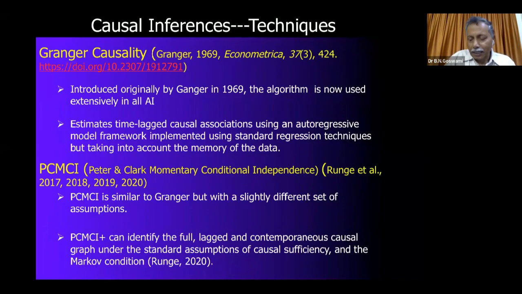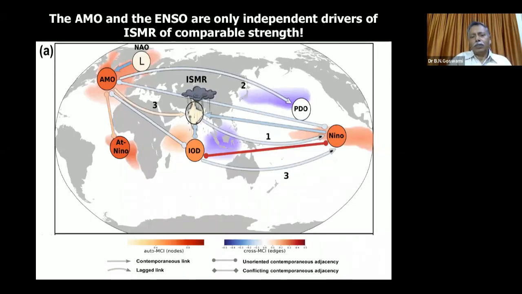Now, there are different ways of doing causal inference, such as Granger causality. I'm not going to go into details, since we are running out of time, but just highlight this and leave it at that. So we used two different types of causal inference technique, Granger causality as well as the MCI method. These are slightly different algorithms that use slightly different assumptions. By doing this, we created time series of the El Nino, the Indian Ocean dipole.